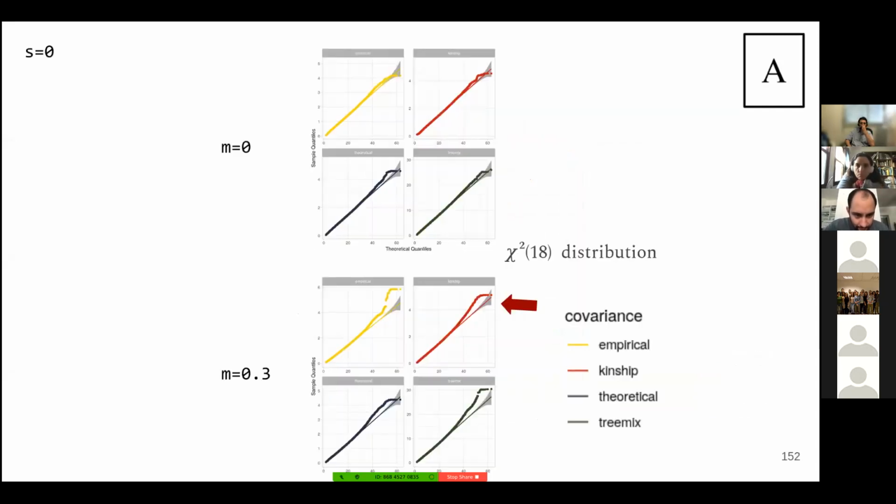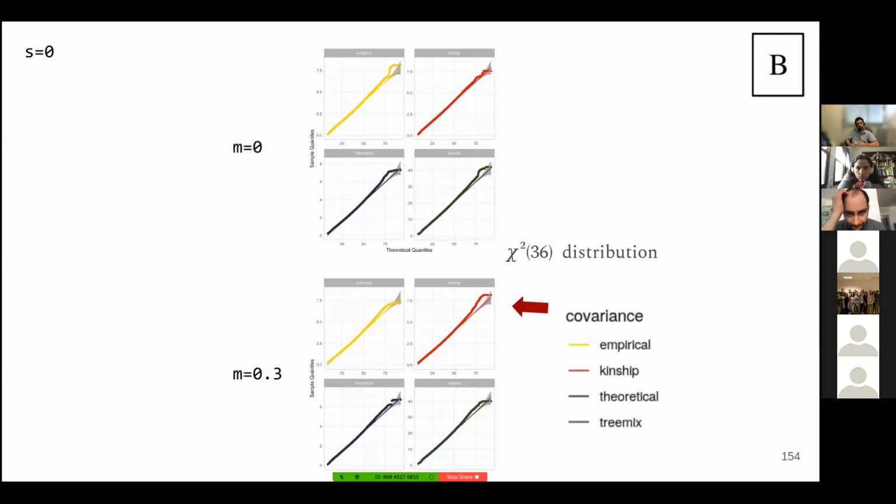But if we see with m equals 0.3, I mean, in the presence of admixture, we can see that the distribution of HFLK is actually a little more heavy-tailed compared to a theoretical chi-square distribution. So for scenario B, we can observe a similar trend with a slightly better fit in the presence of admixture, except for the kinship estimation, which we can see shows a heavier tail.